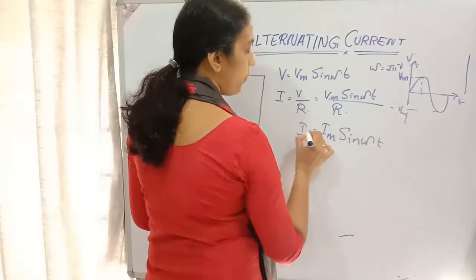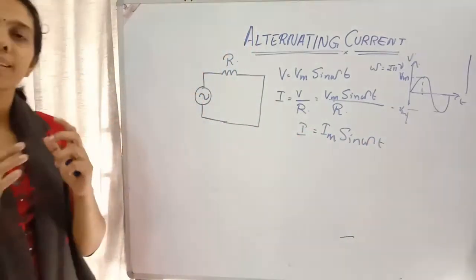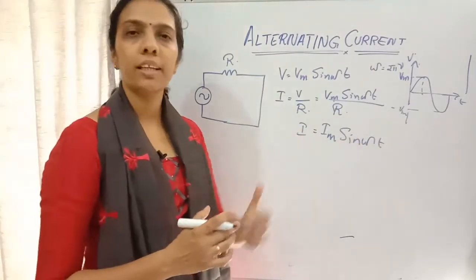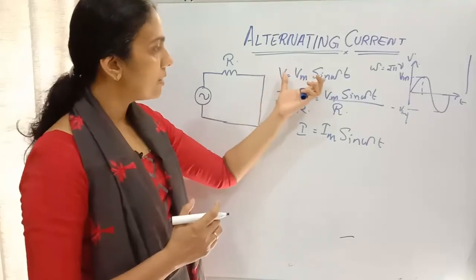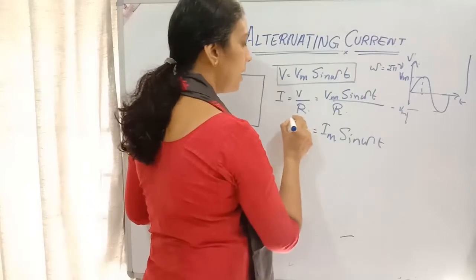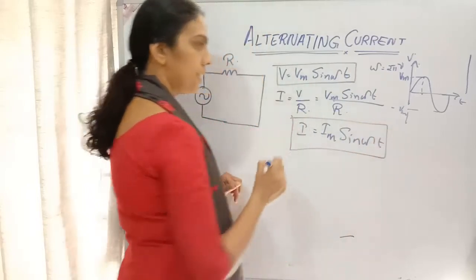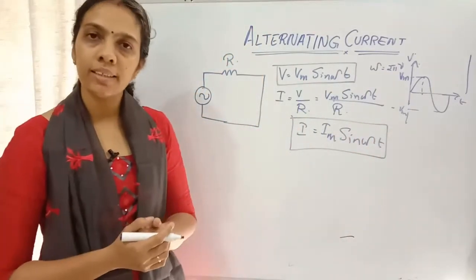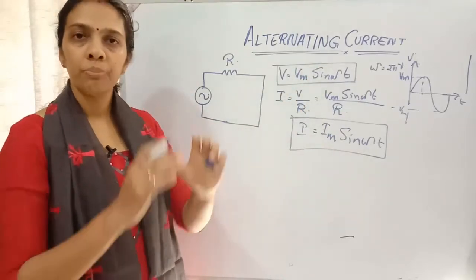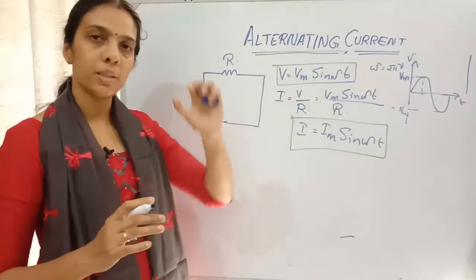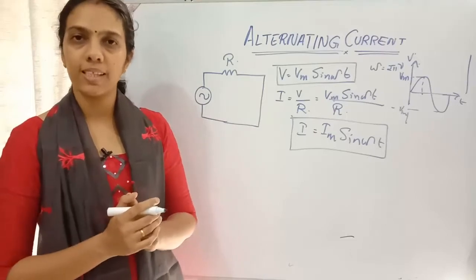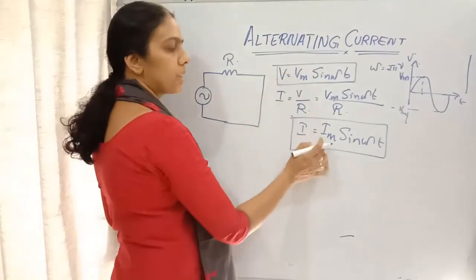So when a resistor is connected to an AC circuit, the current we got is Im sin omega t. Analyzing these two equations, V equals Vm sin omega t and I equals Im sin omega t, is any variation happening for the current? No variation, right? So both are in phase with each other. Both are sin omega t, so maximum and minimum values come at the same point. No change.